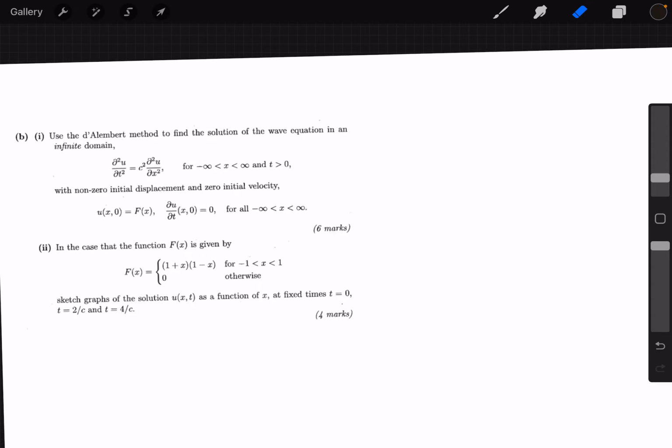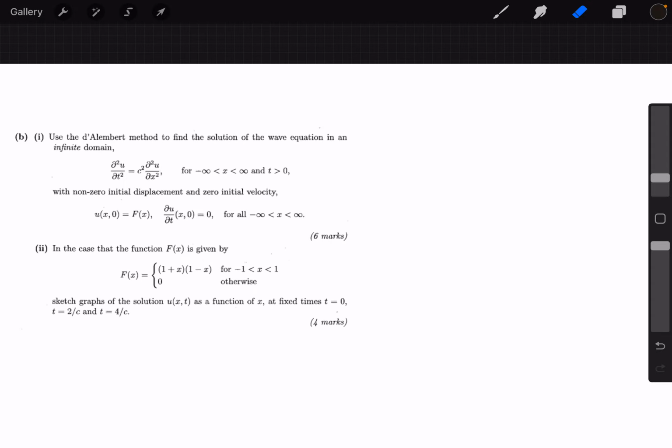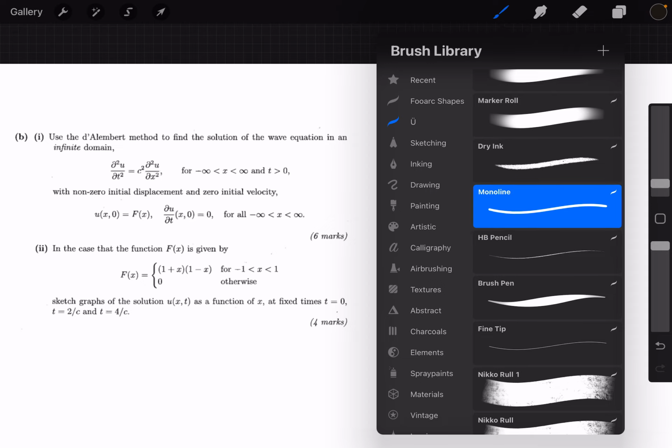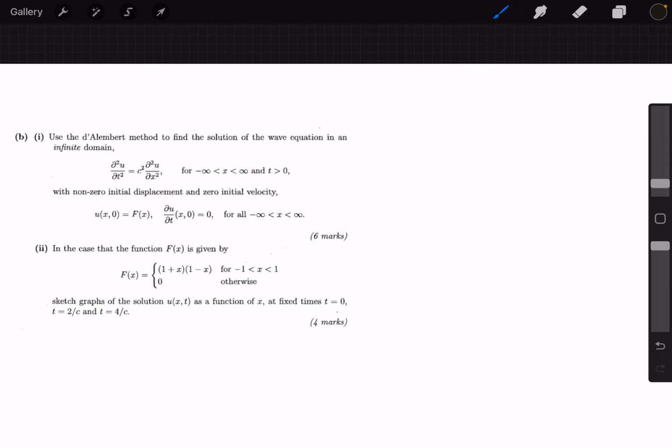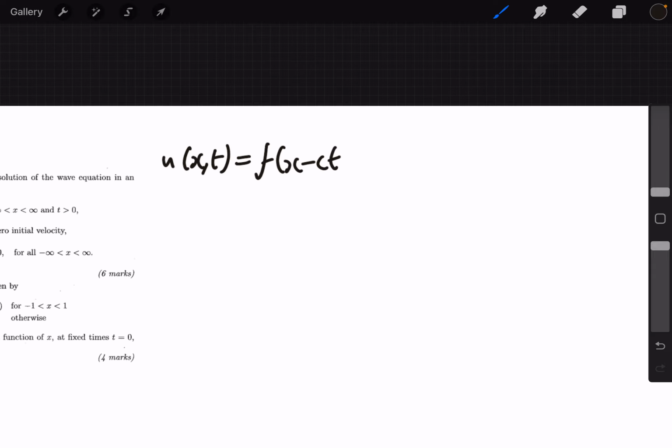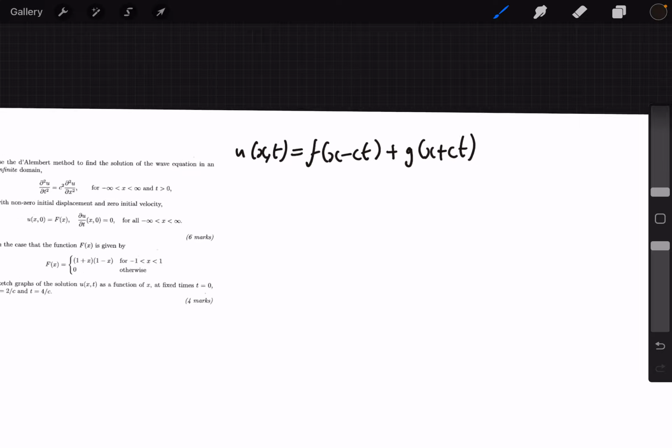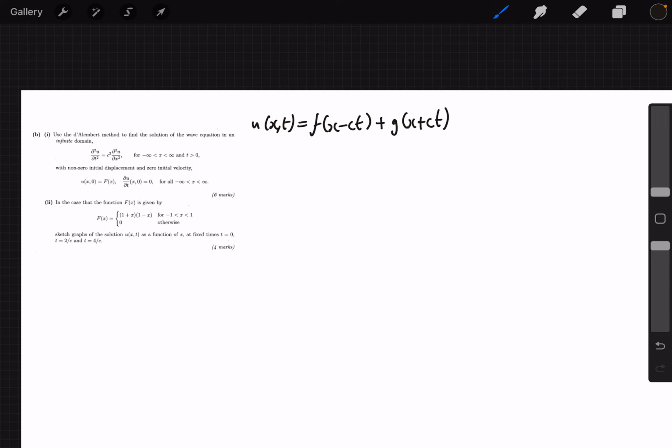So for those of you who know or don't know, let me just see if I've got the right pen. Give me a second. Monoline should work. Okay. So u(x,t) equals f(x minus ct) plus g(x plus ct). And we're going to use this to find out the answers that they're asking.